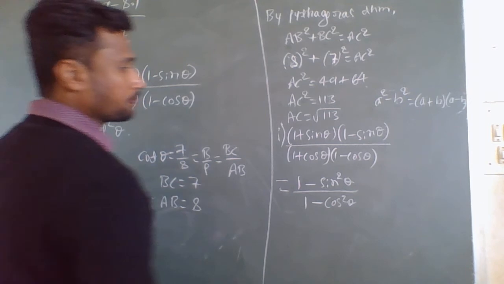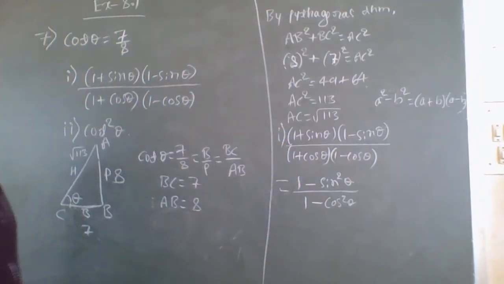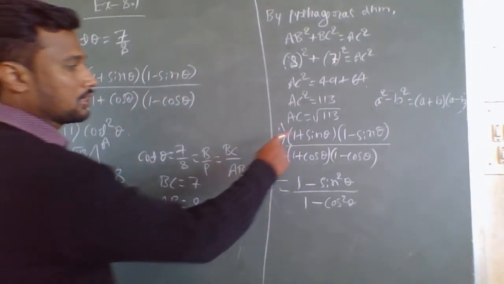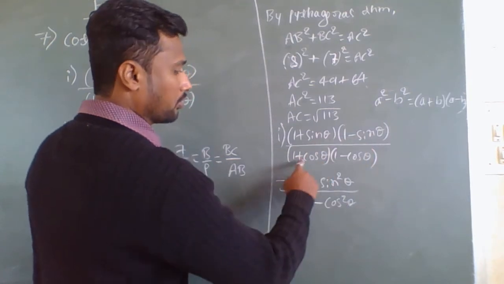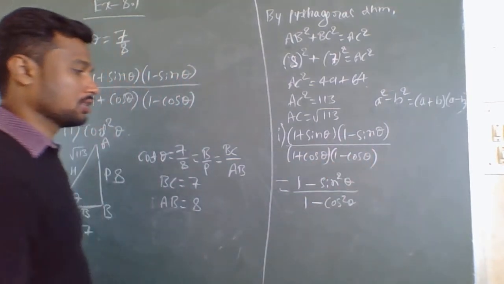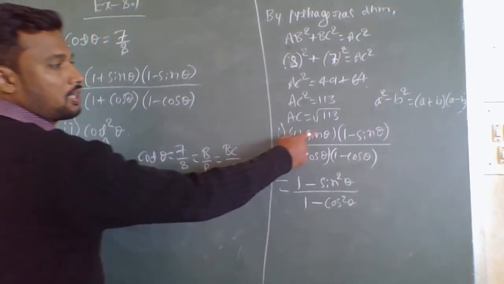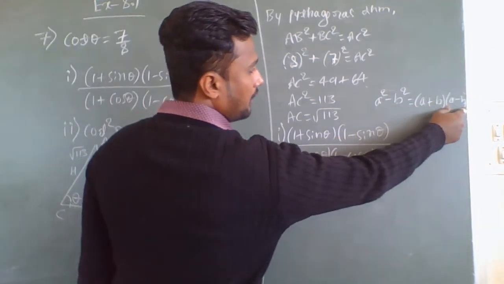So now we are evaluating the first problem, 1 plus sin theta, 1 minus sin theta, 1 plus cos theta, 1 minus cos theta. Here these are in the form of a plus b and a minus b.